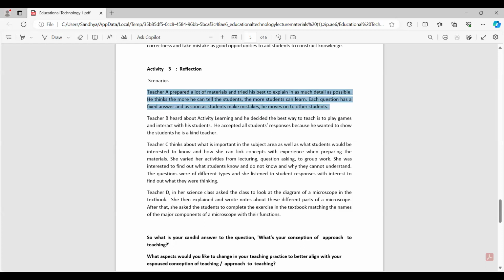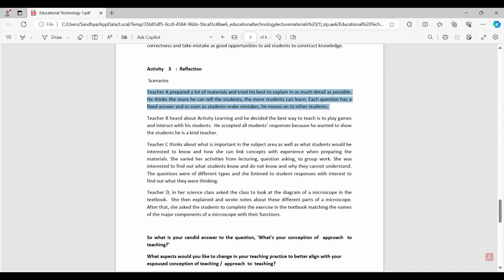Teacher A prepared a lot of materials and tried his best to explain in as much detail as possible. He thinks the more he can tell the students, the more students can learn. Each question has a fixed answer, and as soon as students make mistakes, he moves on to the other students. Yeah. This teacher is teacher-centered or student-centered? Teacher-centered. Yeah, he is a teacher-centered teacher.